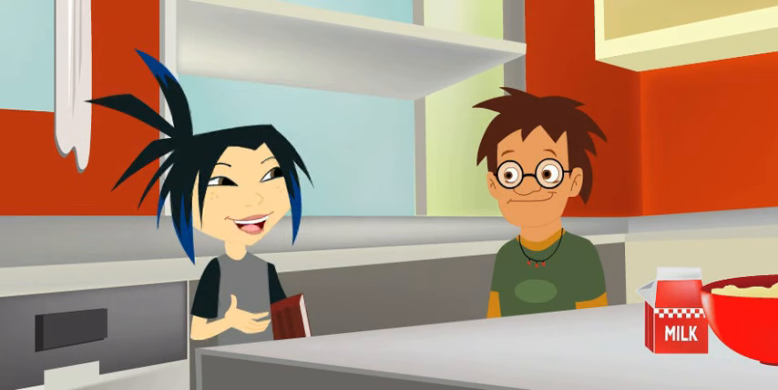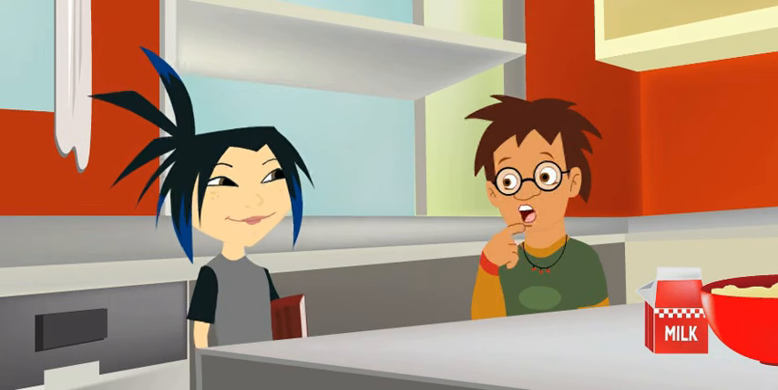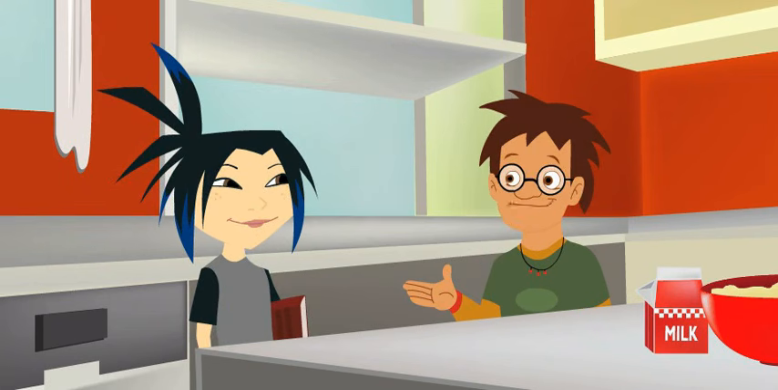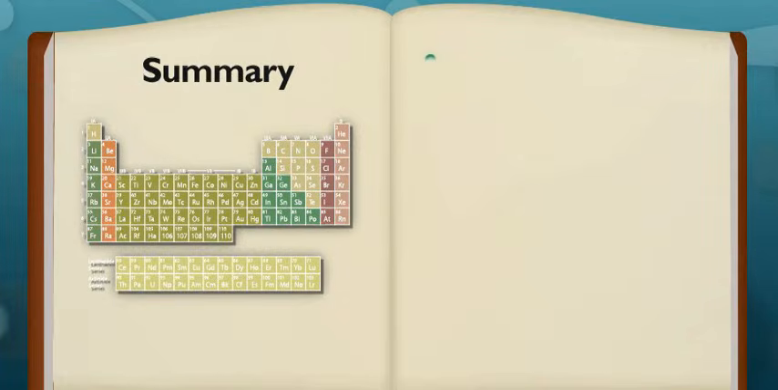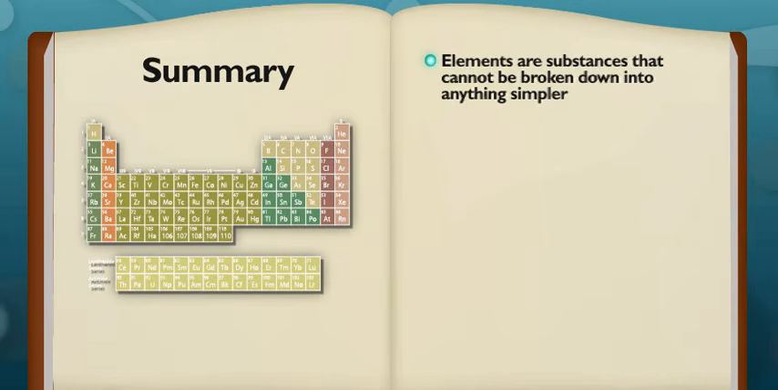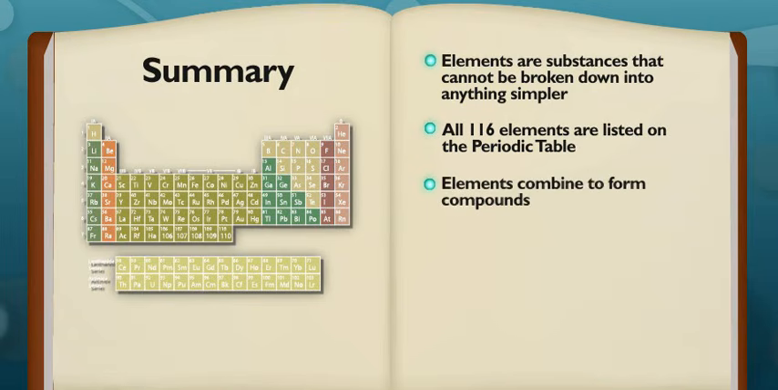See? Now it's your turn to explain, Sam. All right, let's see if I've got the art of elements and compounds down to a science. An element is as simple as it gets. Elements are substances that can't be broken down into anything simpler. There are 116 elements, and they're all listed on the periodic table. Elements are combined to form compounds, totally different new substances.